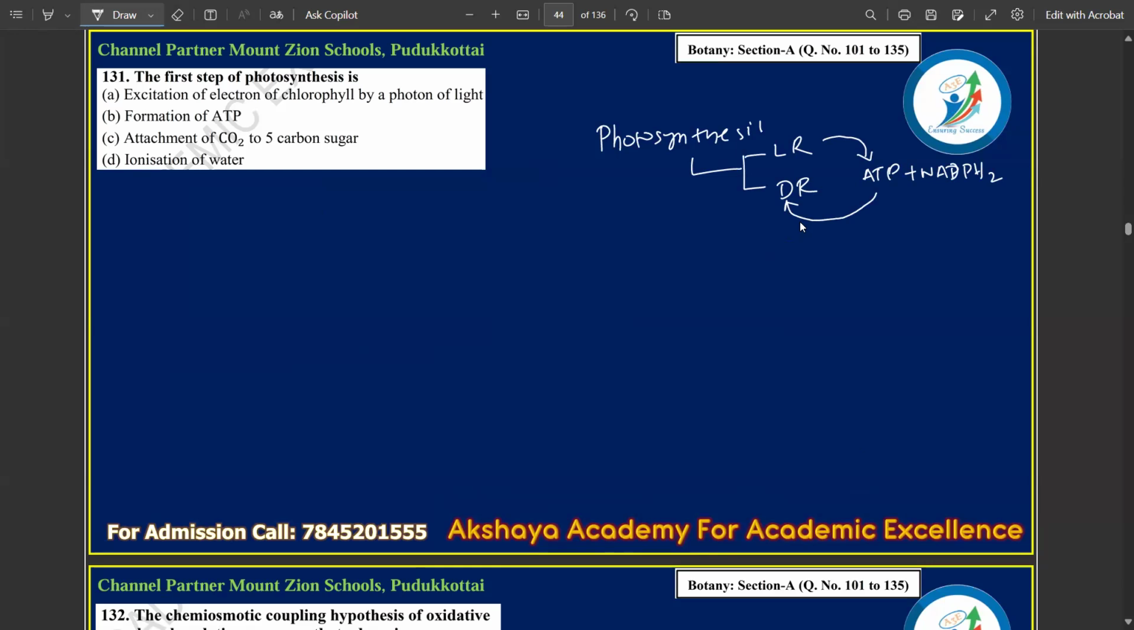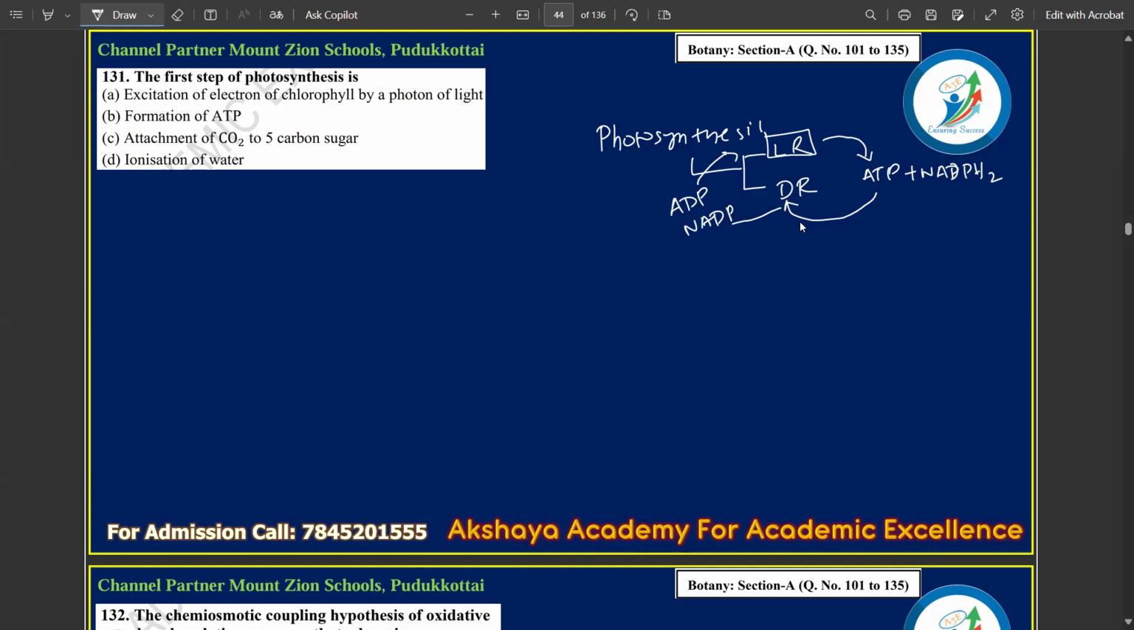In return, from the dark reaction, the light reaction gets ADP and NADP, right? Which is further converted into ATP and NADPH2. So the cycle continues. So the first thing is it's a light reaction, and not a dark reaction.